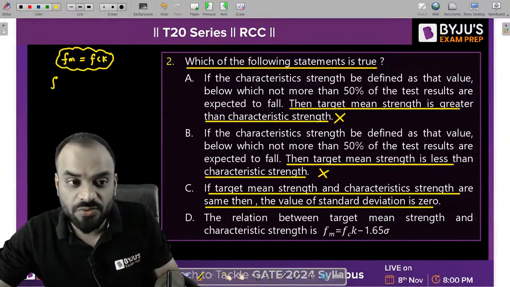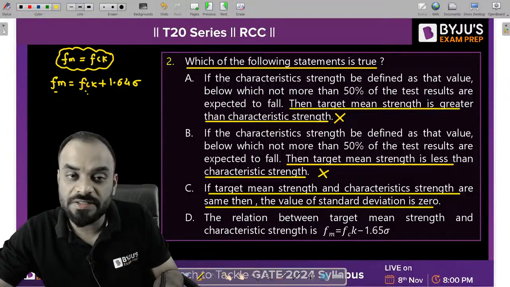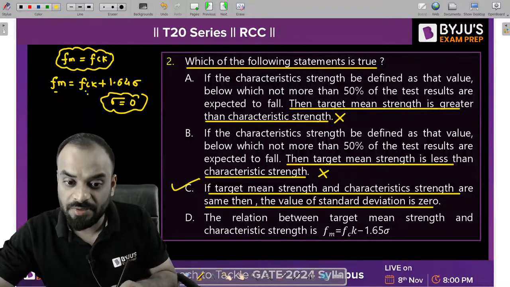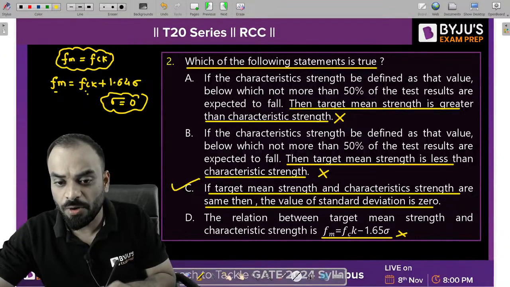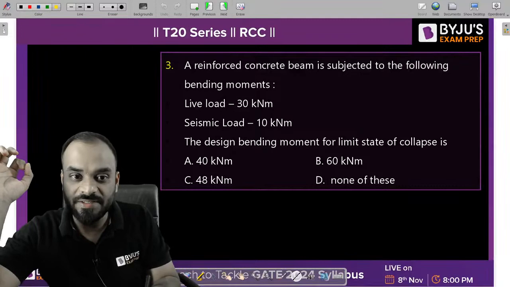We know that guys, there is one relation which we can write: Fm is equal to Fck plus 1.64 into sigma. Now, if these two values are same, then it means the standard deviation should be equal to how much? It should be 0. So this statement can be correct. What about this one? We know that, guys, this relation is wrong. It should be positive.